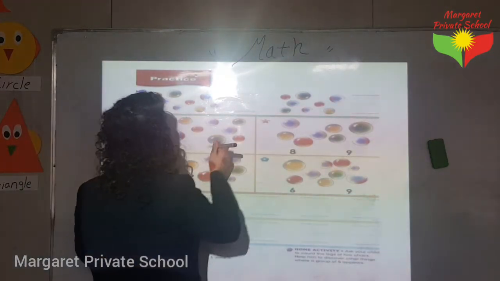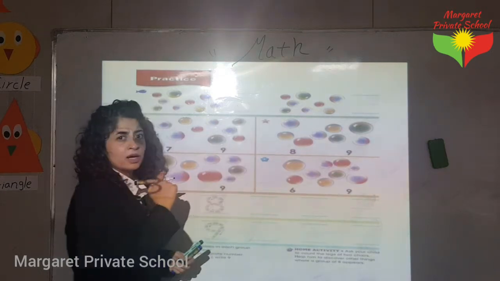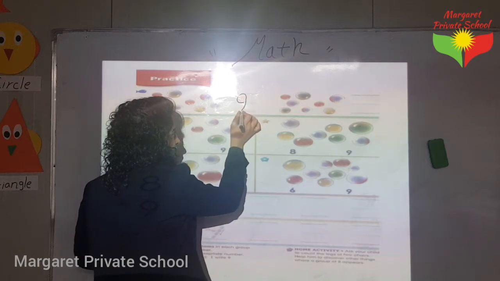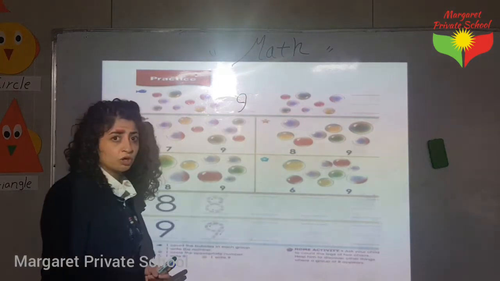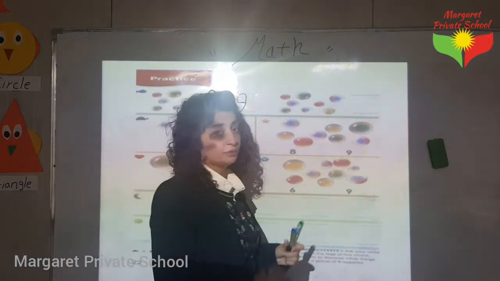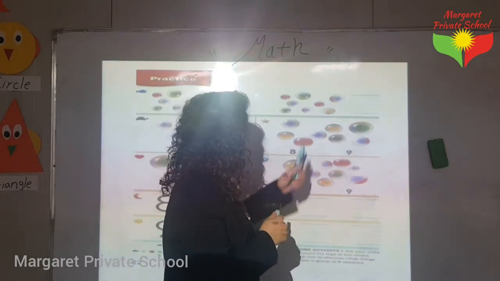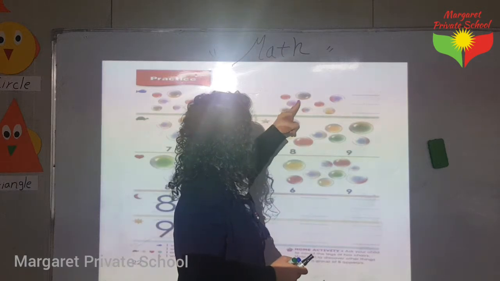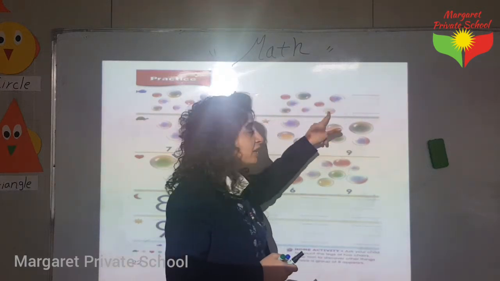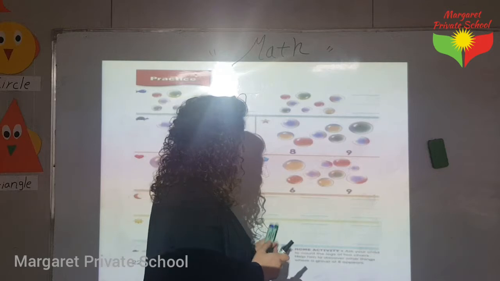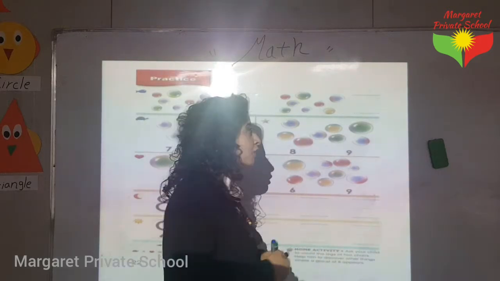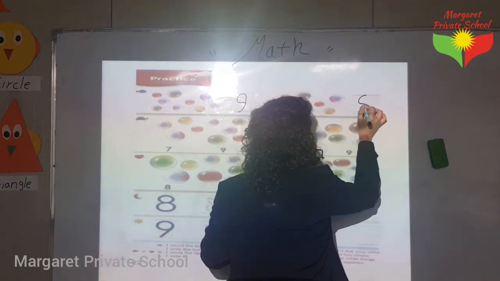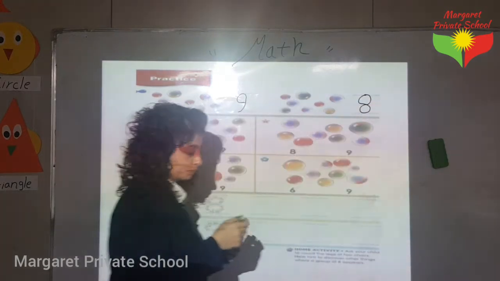Let's write number 9. How do we write number 9? Let's start from here and finish it here. Now, from here, how many bubbles are there? Let's count: 1, 2, 3, 4, 5, 6, 7, 8. So how many bubbles from here? 8. How do we write number 8? Let's start from here and finish it here.